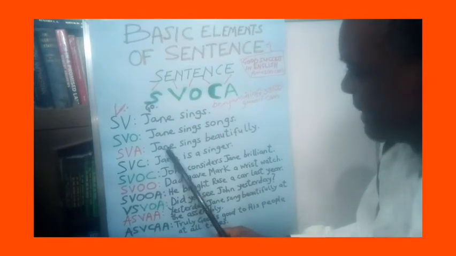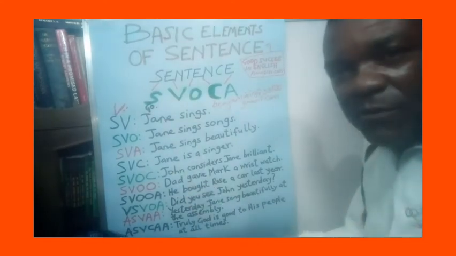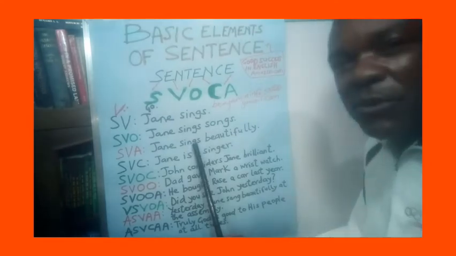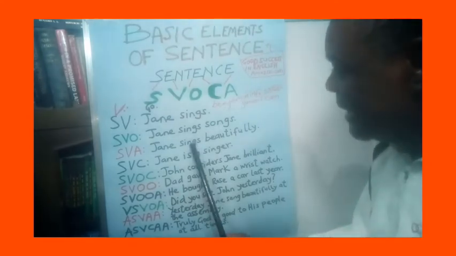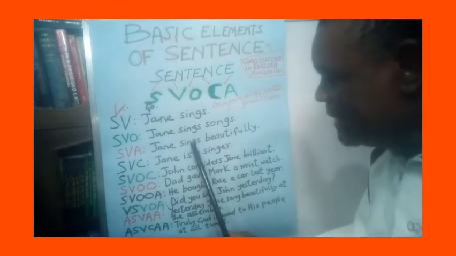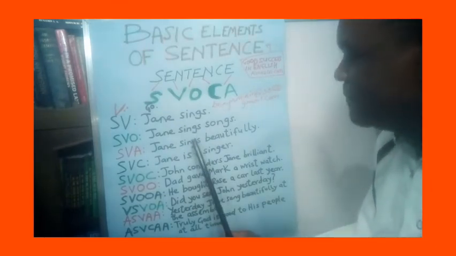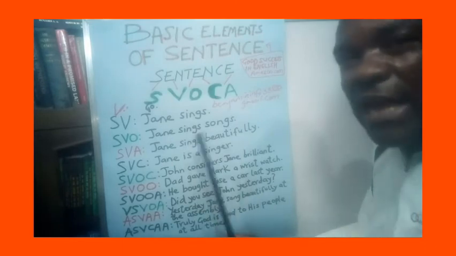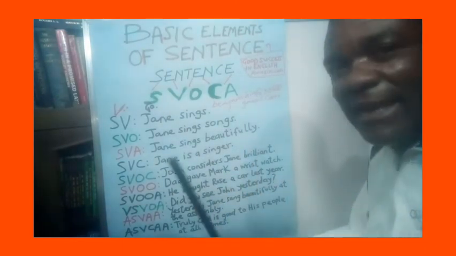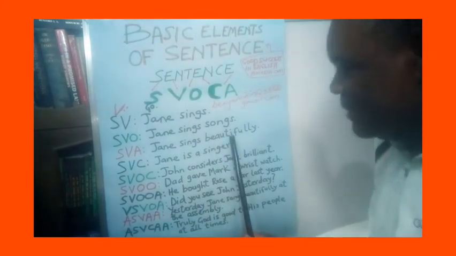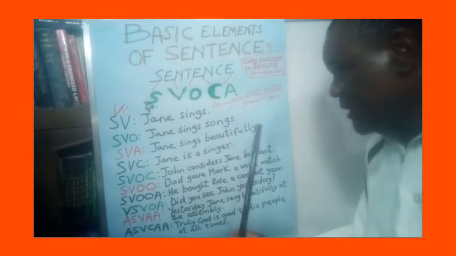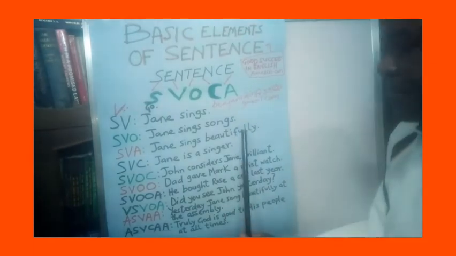So if we say Jane sings, of course we need something to add meaning to tell us exactly either what Jane sings, or how Jane sings, or when Jane sings, or where Jane sings. And of course, when we talk of when, where, how, all these ideas are expressed by the adjunct. So Jane sings how? Beautifully. This is an adjunct of manner.